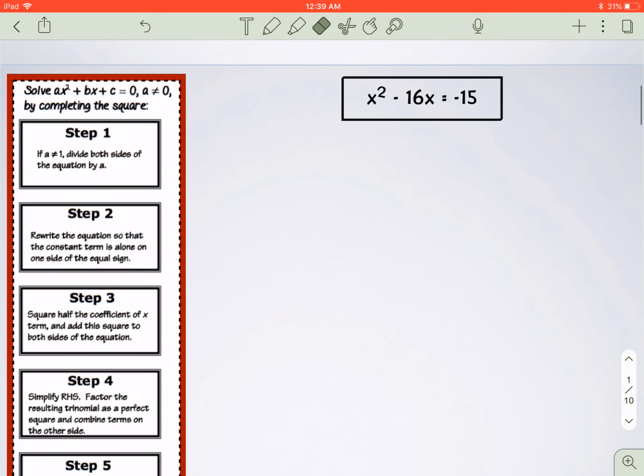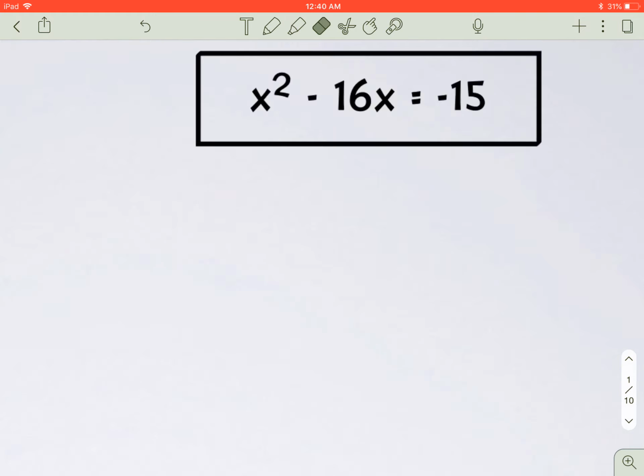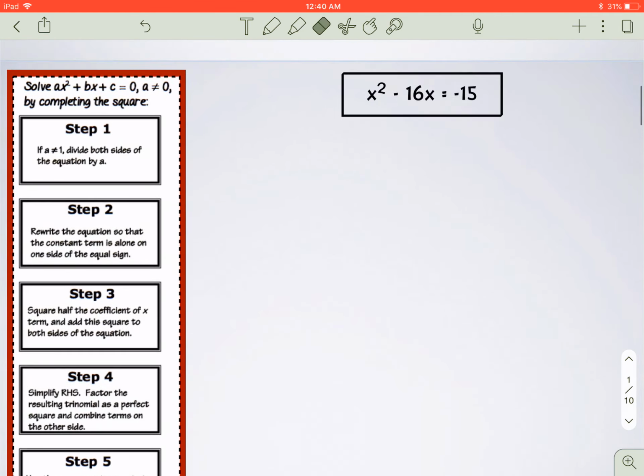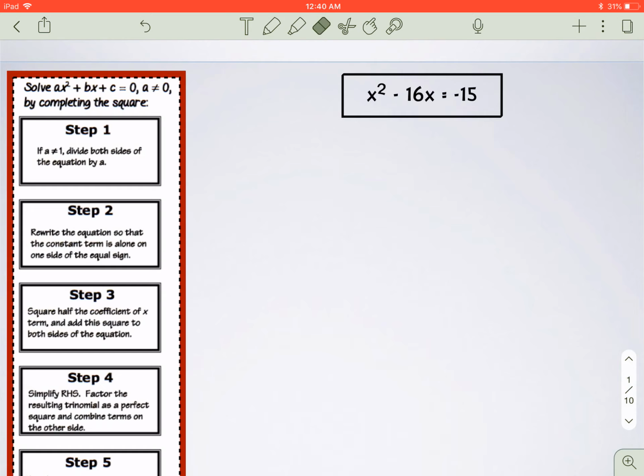Step 2 says rewrite the equation so that the constant term is alone on one side of the equal sign. Well, the only term without a variable is already on the right hand side. That is our constant. So step 2 is also already done. Step 3 says square half the coefficient of the x term and add this square to both sides of the equation.